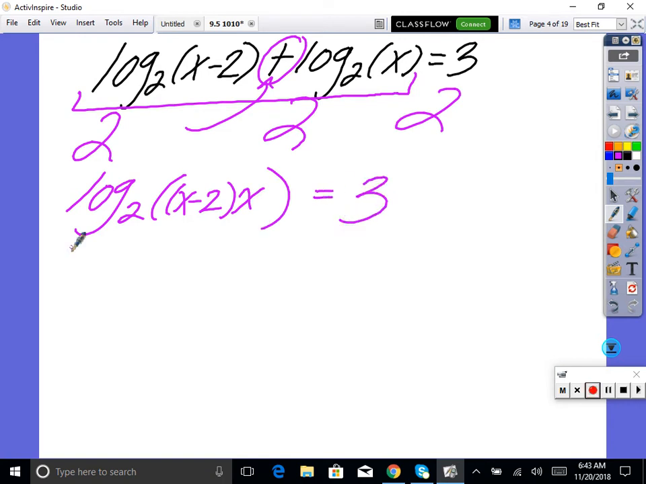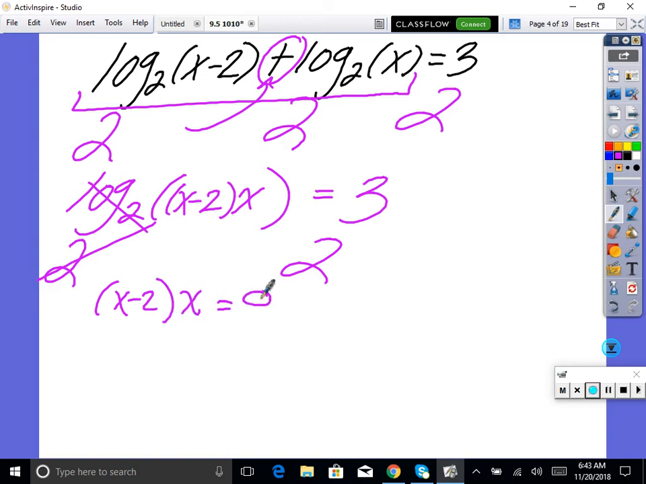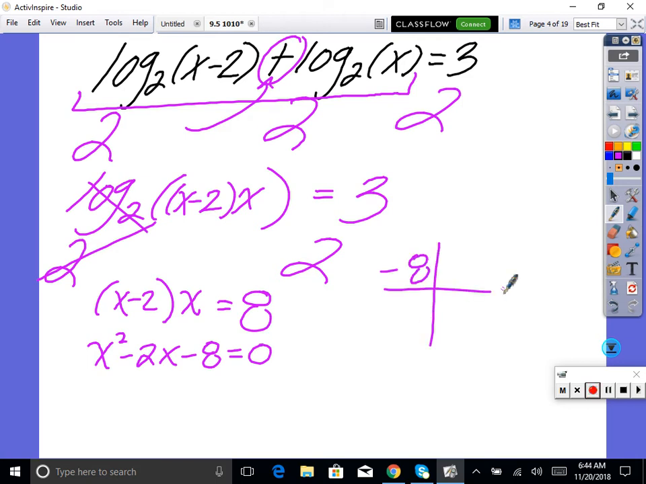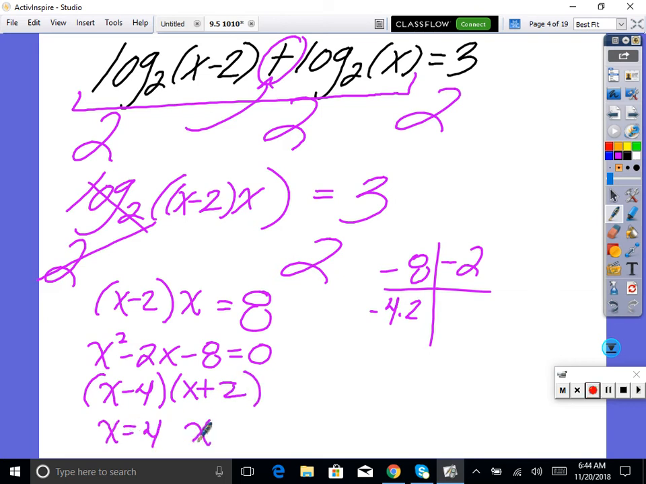And now we can undo log base 2 with the base 2. Base 2 and log base 2 undo each other. So then we have x minus 2 times x equals 2 to the third power, which is 8. So then we have a quadratic: x squared minus 2x minus 8 equals 0, and we'll factor. What multiplies to be negative 8 and adds up to be negative 2? 4 times 2, negative 4. So this factors to be x minus 4, x plus 2. Therefore, my solutions are 4 and negative 2.